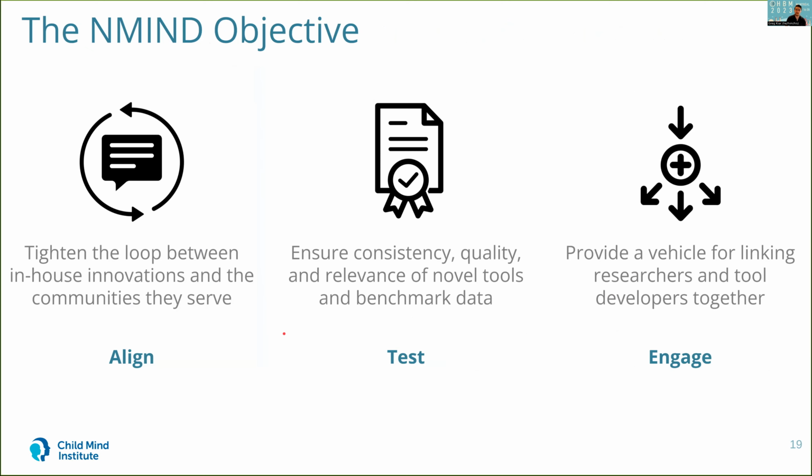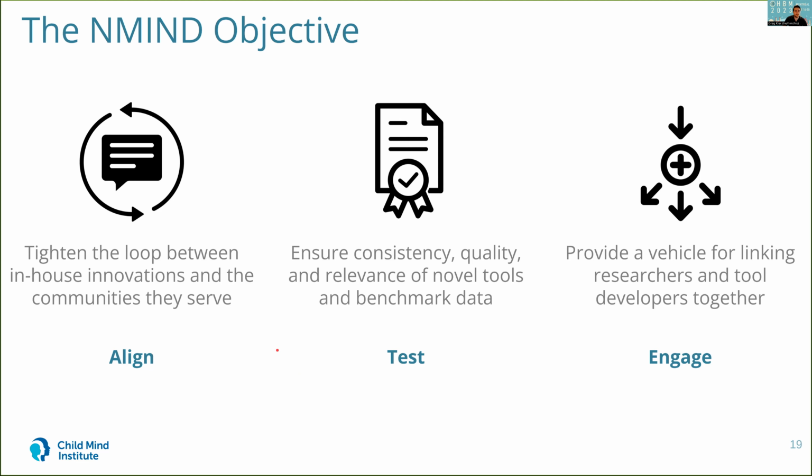Now, again, 3 words you probably noticed on the first slide, but I haven't really said until now, is there's 3 ways that we try and kind of accomplish this. And so the NMIND objective is to align, to test, and to engage. And so in the alignment stage, this is really about tightening the loop between tools that we're each making on our own and the communities that they're serving.